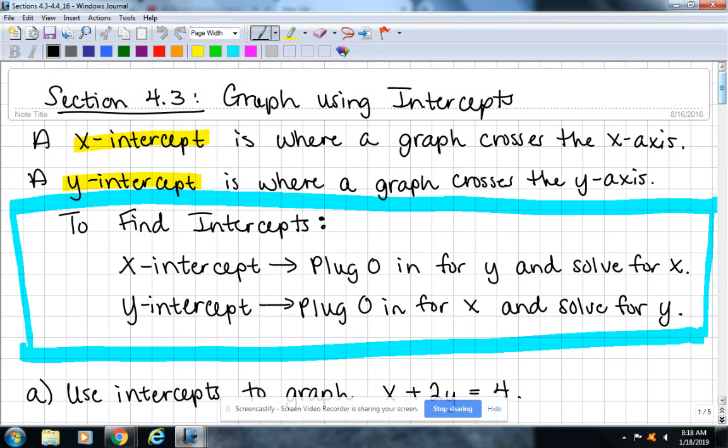To find an x-intercept, well, the y value is 0, right? On the x-axis, the y values are 0, right? So, to find where a graph is going to cross the x-axis, you're going to plug 0 in for y, okay? Same thing for a y-intercept. On the y-axis, all the x values are 0. So, if we want to find a y-intercept, I plug 0 in for x. So, for whatever intercept you're finding, you're going to plug 0 in for the opposite variable.